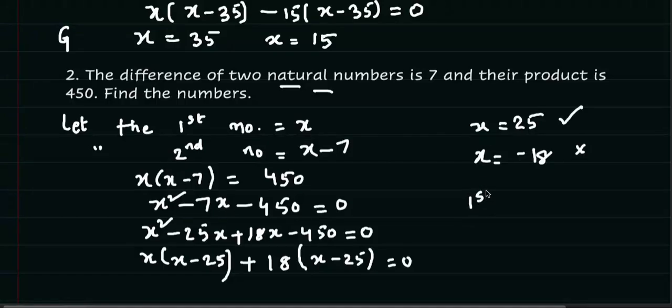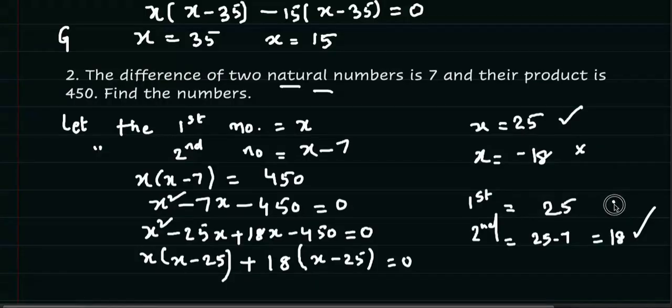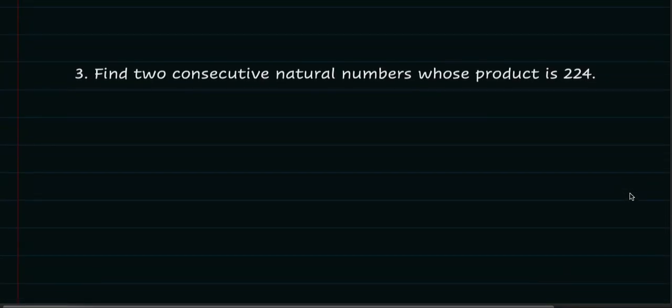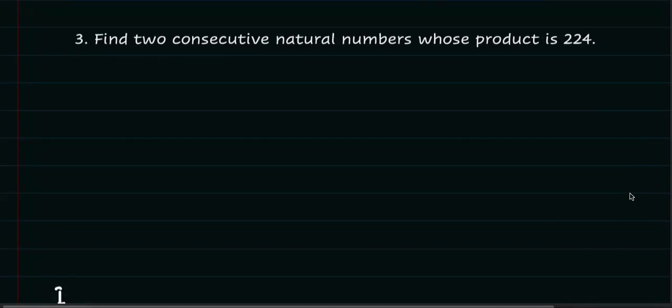Our first natural number is 25. And what about the second natural number? 25 minus 7. So the second natural number will be 25 minus 7, which will be 18. Got it? So these are the two numbers which multiplied with each other will give you 450, and the difference of those will give you 7. Understood? Perfect. Moving on, find two consecutive natural numbers whose product is 224.